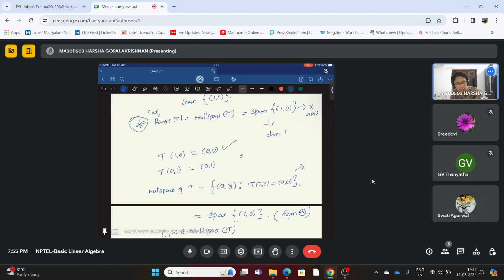My question is, T of (0, 1) is (0, 1) means (0, 1) belongs to the range. Any doubt in that? Now, what is our range? Range is the span of (1, 0). So tell me, is T of (0, 1) equal to (0, 1) possible or not? It means (0, 1) belongs to the span of (1, 0). Is that true?